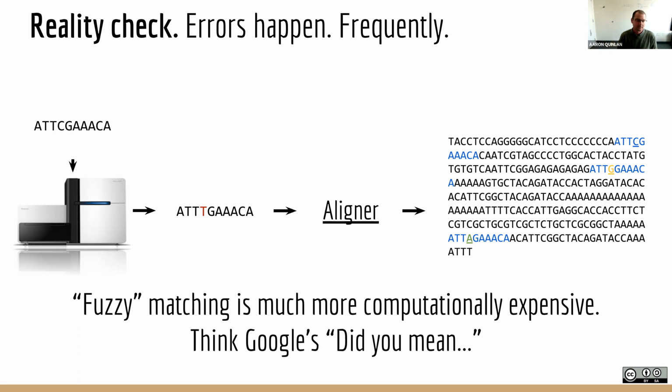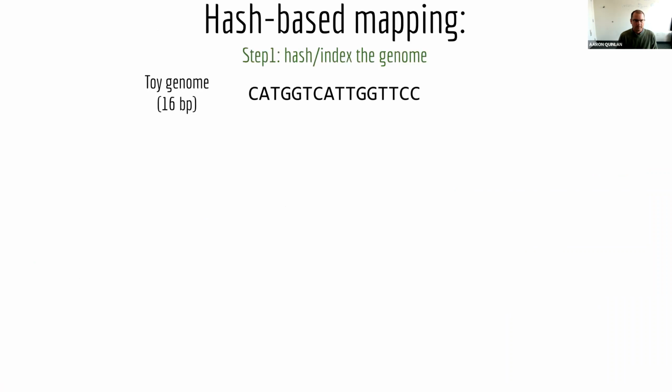That allows us to find mutations in cancer genomes and in genetic variation that's inherited from our mother and father. Okay, so now we're going to go through a toy example of how mapping actually works.